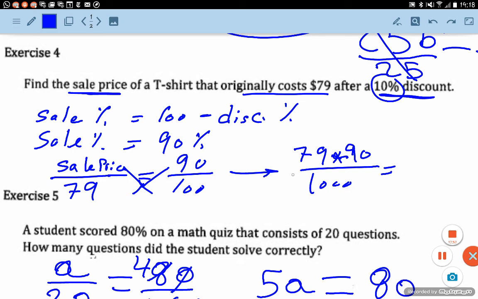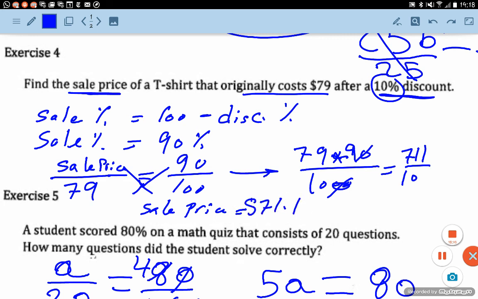If we make the cross product, the sale price will be 79 multiplied by 90 over 100. Now let's simplify 0 with 0. It will come to 711 over 10. Yep, the sale price equals $71.1. This is the solution of the problem. This concludes this tutorial.